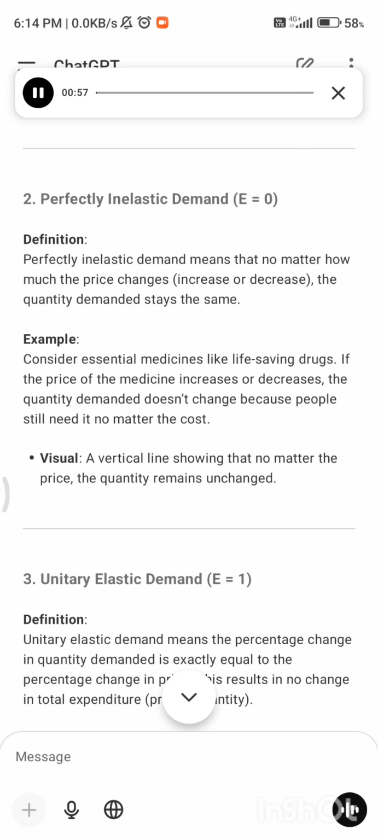2. Perfectly inelastic demand, E equals 0. Definition: perfectly inelastic demand means that no matter how much the price changes, increase or decrease, the quantity demanded stays the same.